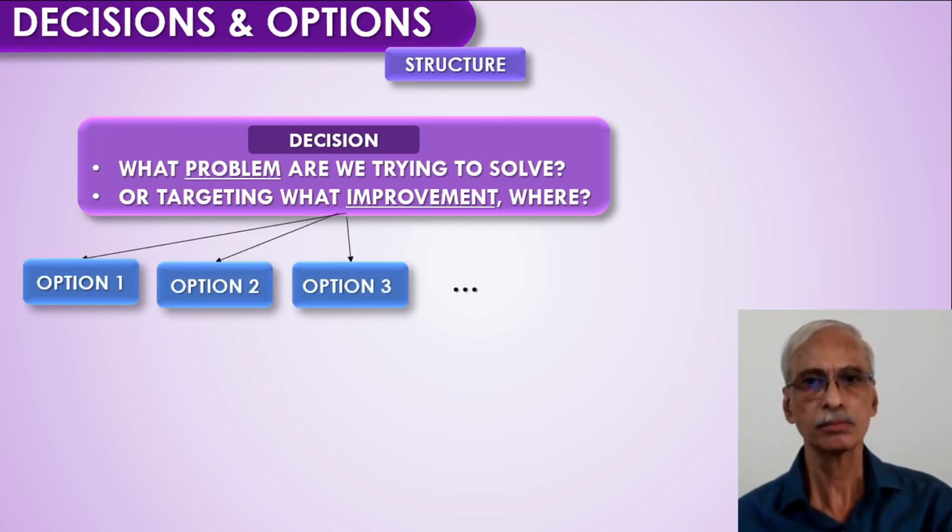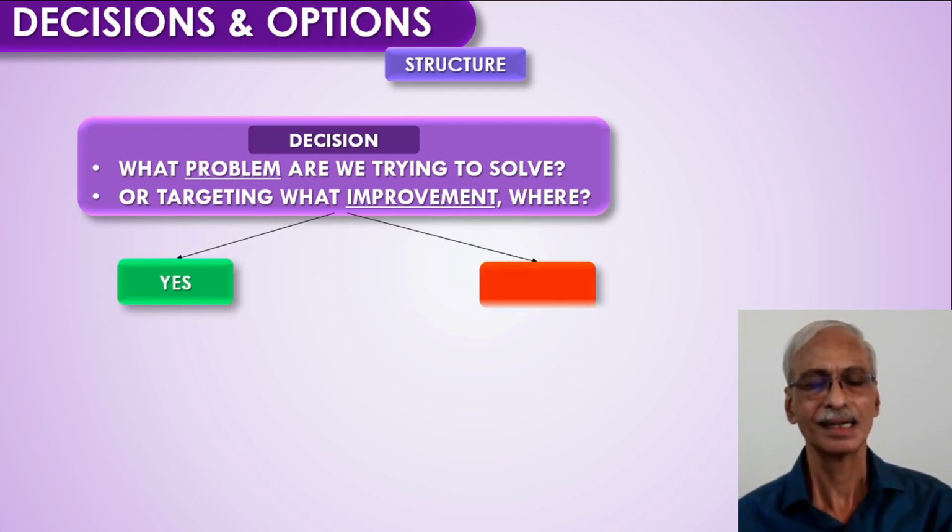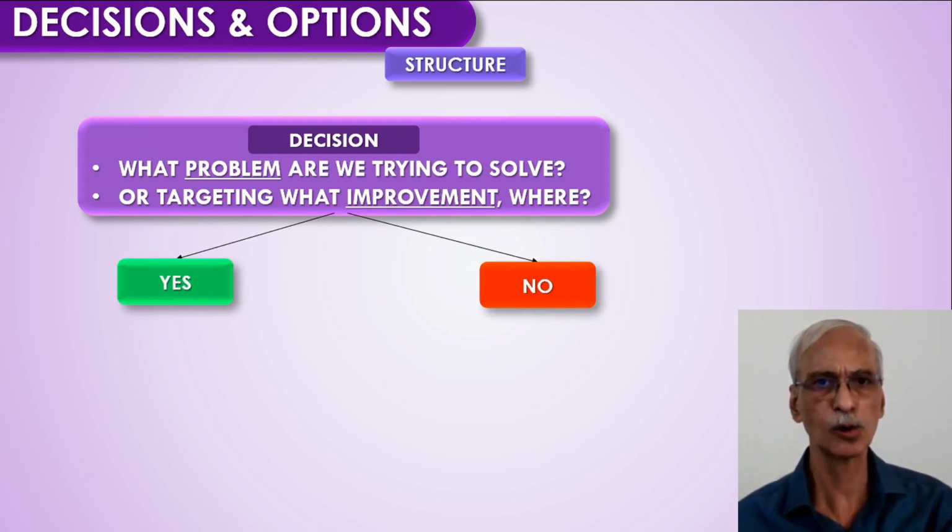Now, there are two varieties of decisions. One is a type of decision where there are multiple options, like what you see here, or there are only two options, yes or no. It's a binary situation, go or no go.